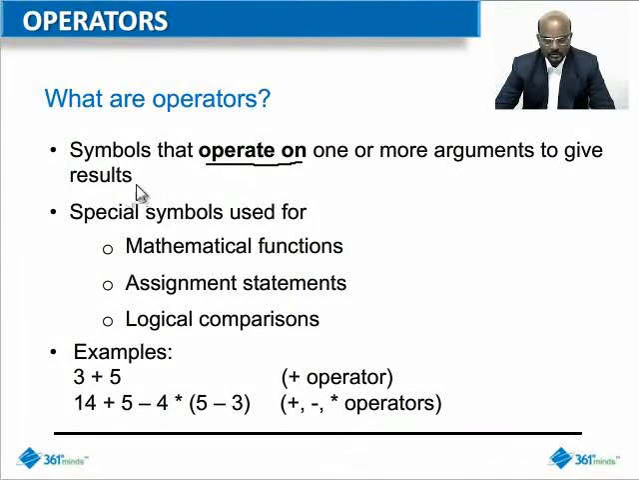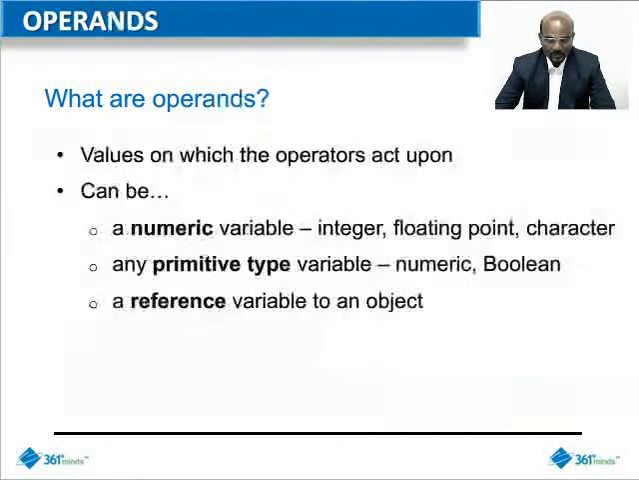And with the examples you can see that there is a plus operator between 3 plus 5, and you have another set of operators in the second example, which is 14 plus 5 minus 4 into the bracketed 5 minus 3. Can you tell me the value? Calculate it and tell me the value. I'll leave it as homework. So tell me when you meet me the next time.